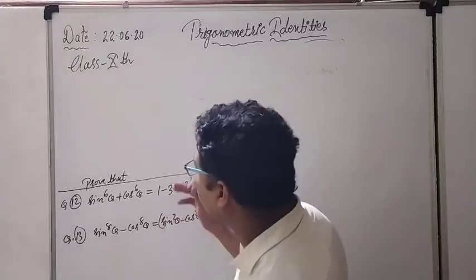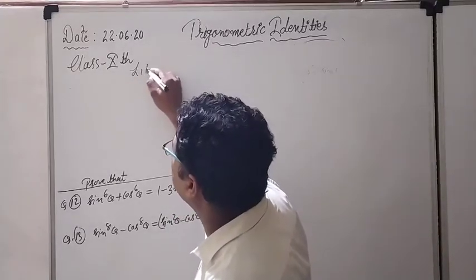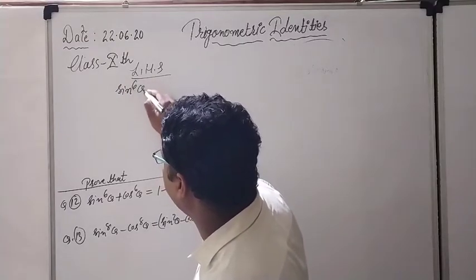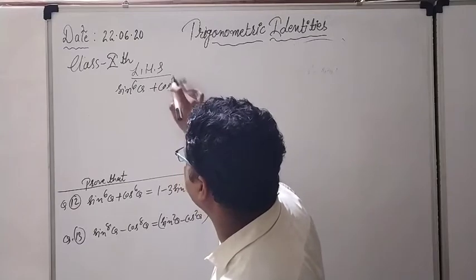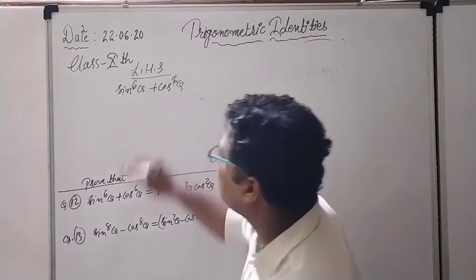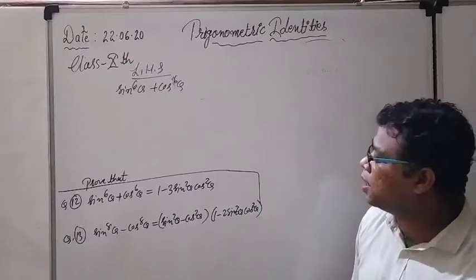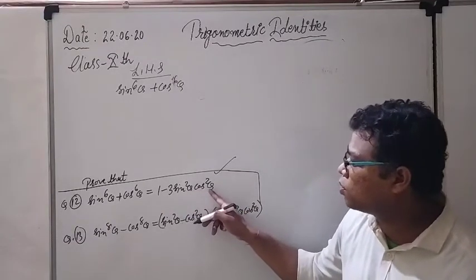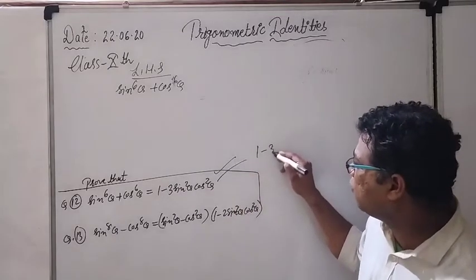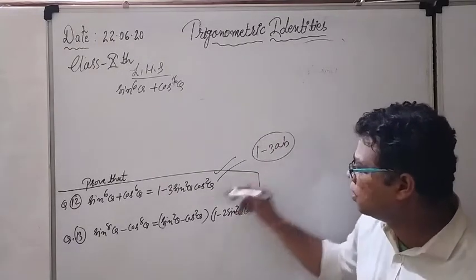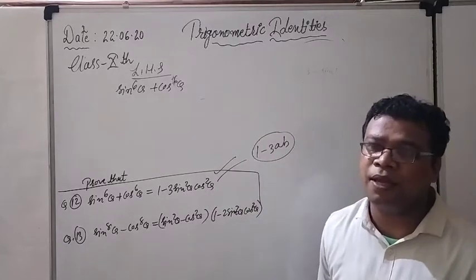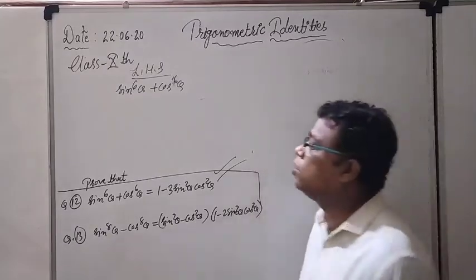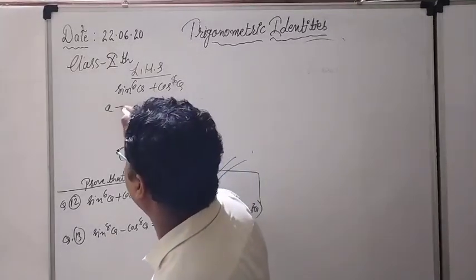Now see how to solve this particular question. We are taking the left hand side: sin 6 theta plus cos 6 theta. On the right hand side, what we have to prove is 1 minus 3 sin square theta cos square theta. So it is coming in the form of 1 minus 3ab. This is A, this could be B, same as I have solved in the different question. So 1 minus 3ab represents one particular formula that you know.